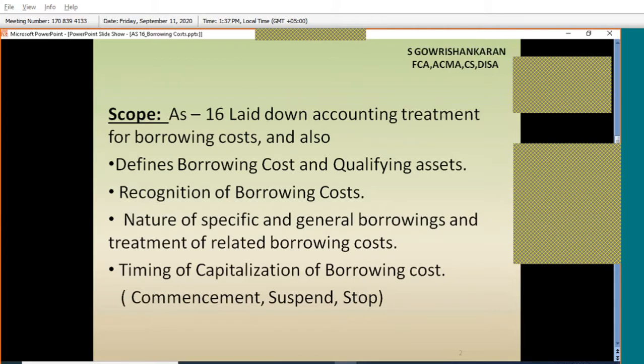That is what this whole topic is about: capitalization of interest, when it should be capitalized, when it should not, and when I should stop capitalization. That is what all these topics cover. We will understand one by one what is borrowing cost and what is a qualifying asset. Next slide.